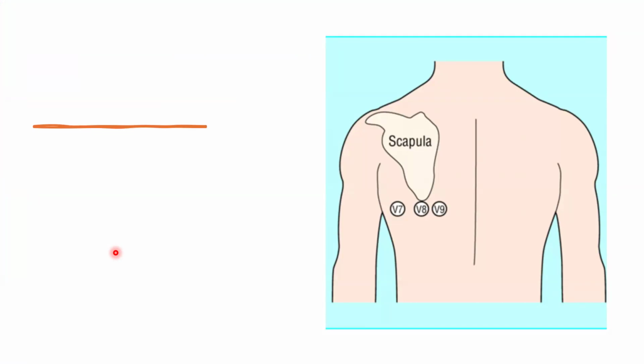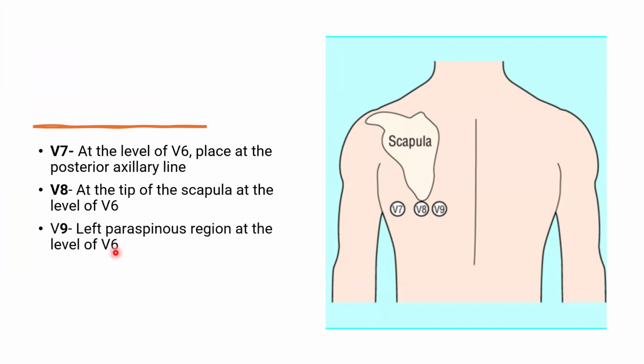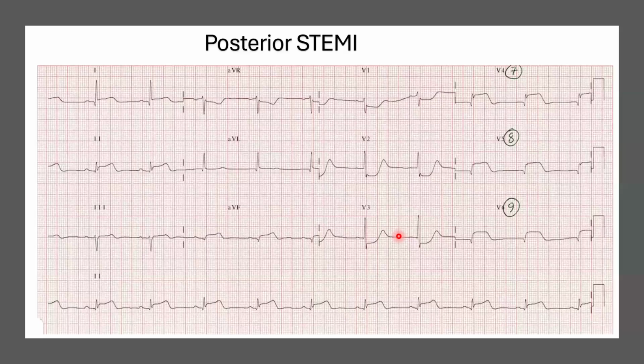For the posterior EKG, we're going to put leads V7, V8, and V9. V7 is placed at the level of V6 in the posterior axillary line. V8 is placed at the tip of the scapula, and V9 is in the paraspinous region. They're all on the same level. There's an EKG example of a posterior STEMI.